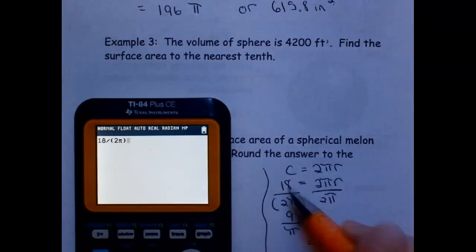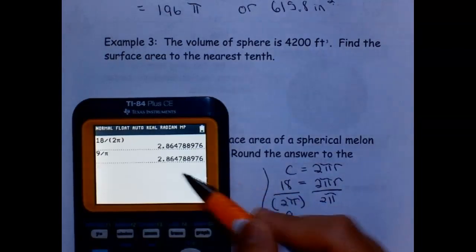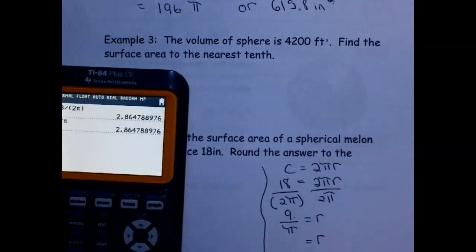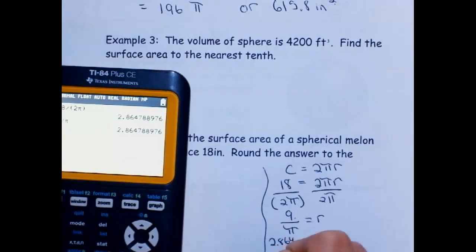Again, if you're going to type in this whole thing, you've got to put parentheses around the 2 pi. Or if you went ahead and divided the 18 by 2 and you get 9, take a look. 9 divided by pi should give me that same radius of 2.86. Now we're going to keep it out a few decimals because we need to be as accurate as we can. I'm going to keep that out to 4 decimal places. So I've got 2.8648.